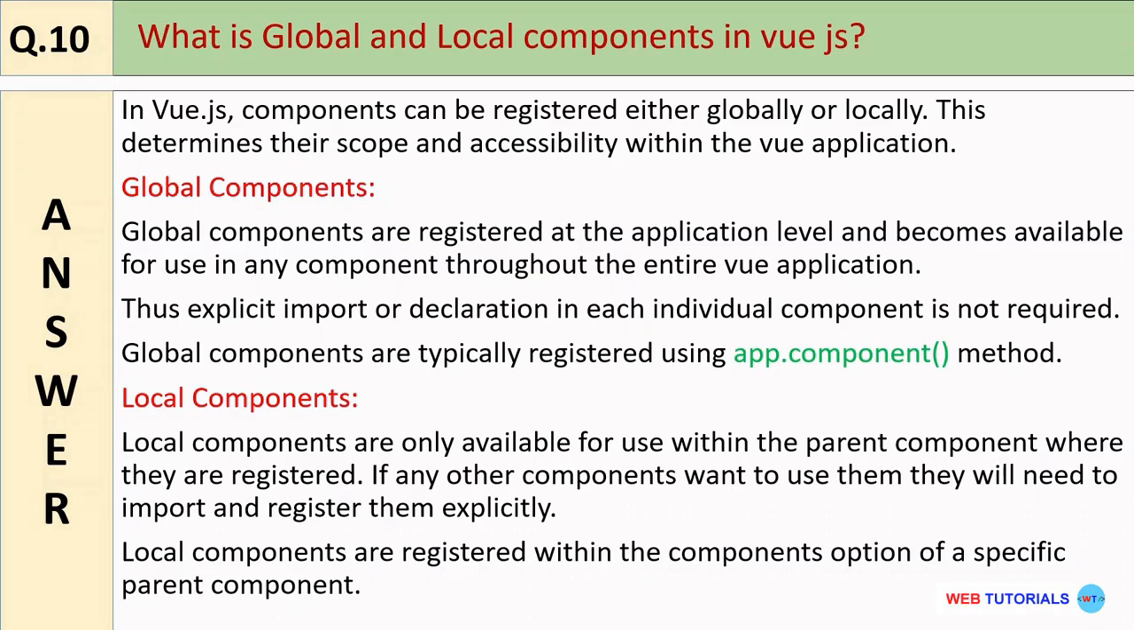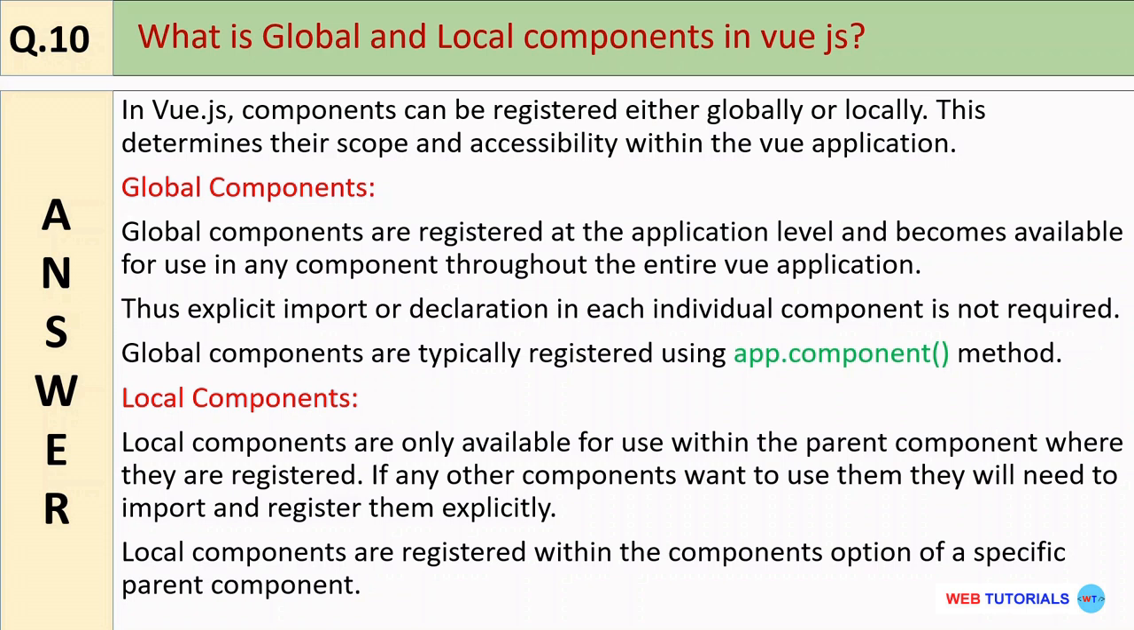What are global and local components in Vue.js? In Vue.js, components can be registered either globally or locally. They differ in their scope and accessibility inside the Vue application. Global components are those registered at the application level and they are available for use in any component inside the entire application. Global components do not need to be explicitly imported in each individual component. Global components can be registered using the app.component method.